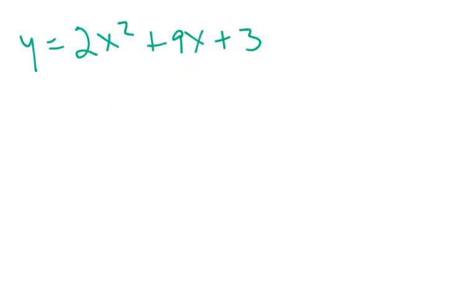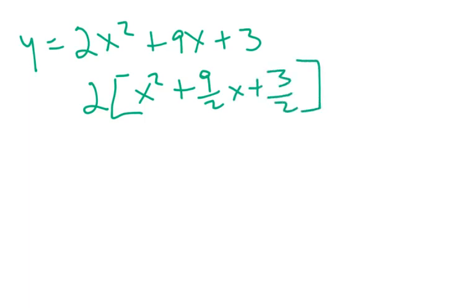Okay, very similar. I want to get it in x squared form, but I have this 2 on the outside. So what I do is I just factor out the 2 out of everything. x squared plus, that's going to be 9 over 2 x plus 3 over 2. So I just take the 2 out. And now I proceed like I did last time.